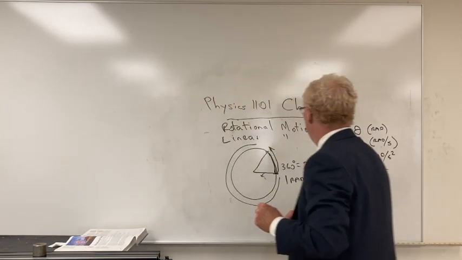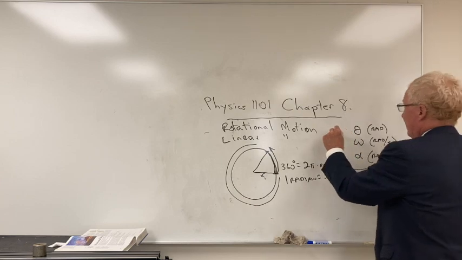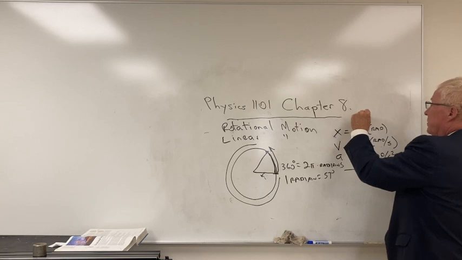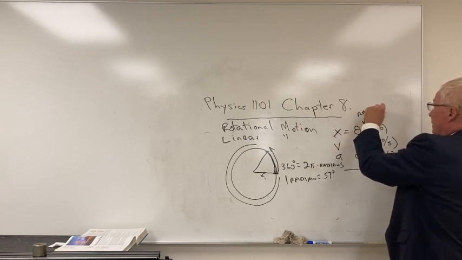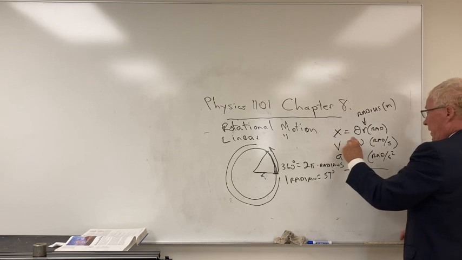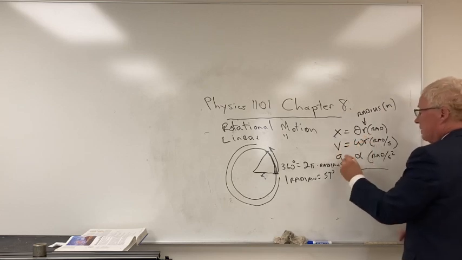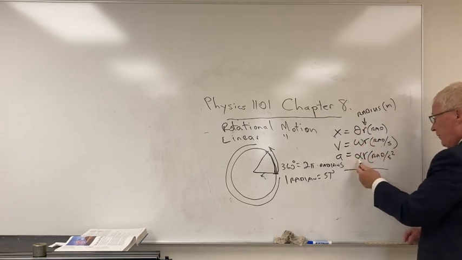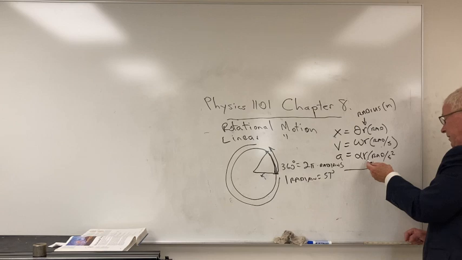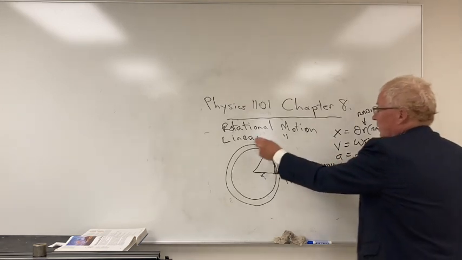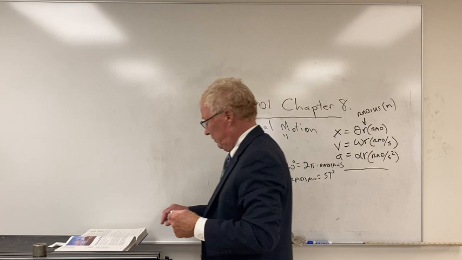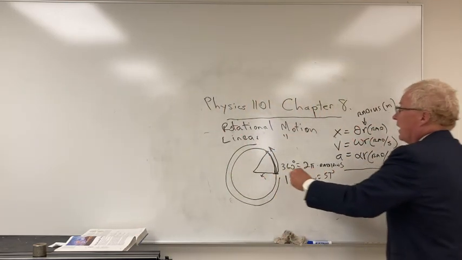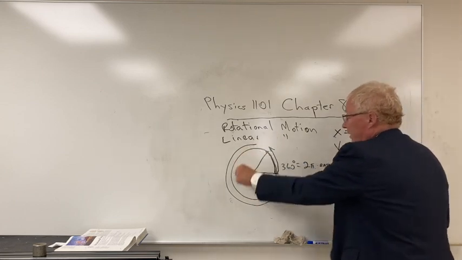So the relationship between each of these is x is equal to theta times r, where r is the radius in meters. v is omega times r, and a is alpha times r. So if you have the angular acceleration times the radius in meters, you will get the actual acceleration around this circle, and this will be linear. This is not centripetal acceleration. So this will be the actual acceleration on here.